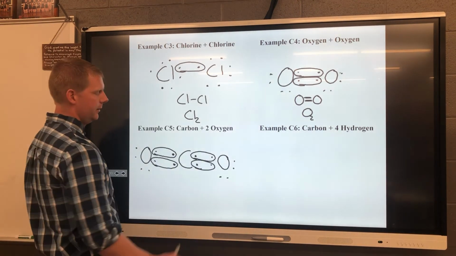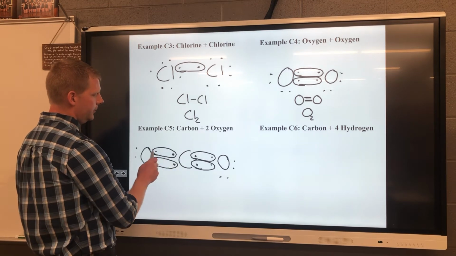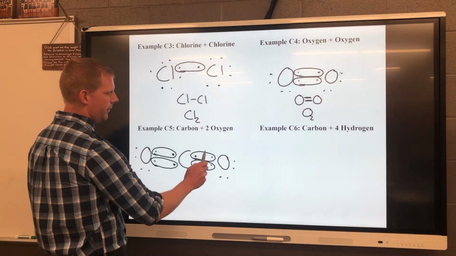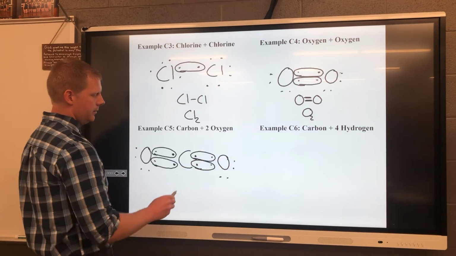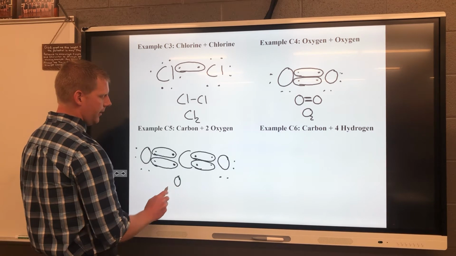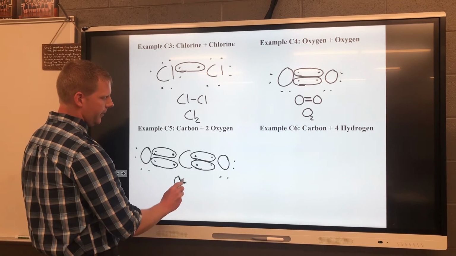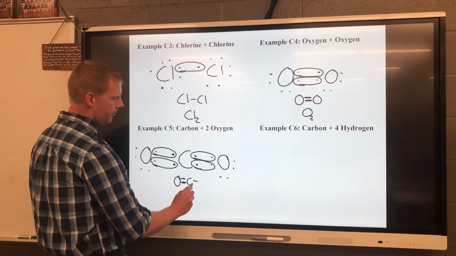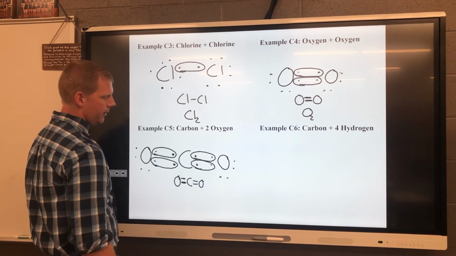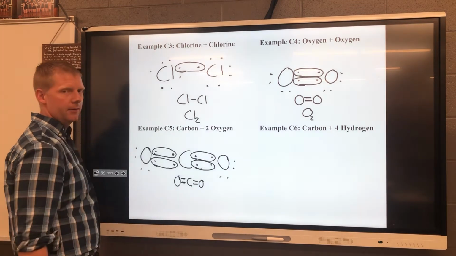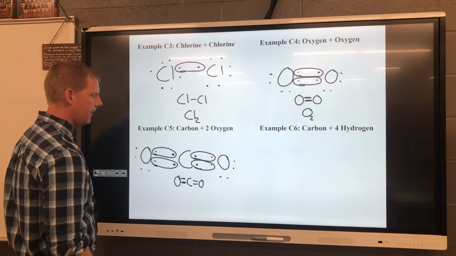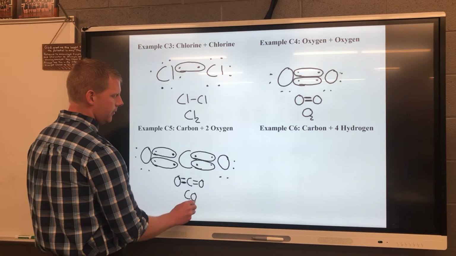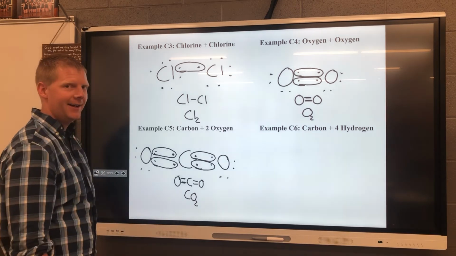2 more pairs. So again, check this carbon. 1, 2, 3, 4, 5, 6, 7, 8. This oxygen has 1, 2, 3, 4, 5, 6, 7, 8. So in this case, I'm going to have a double bond between this oxygen and this carbon, and a double bond with another oxygen and that carbon. Our formula we get is CO2. So we got carbon dioxide there.